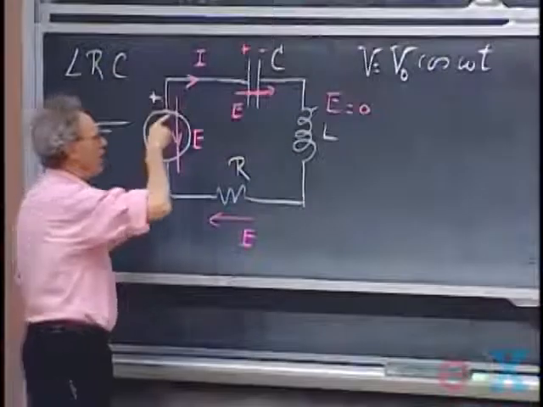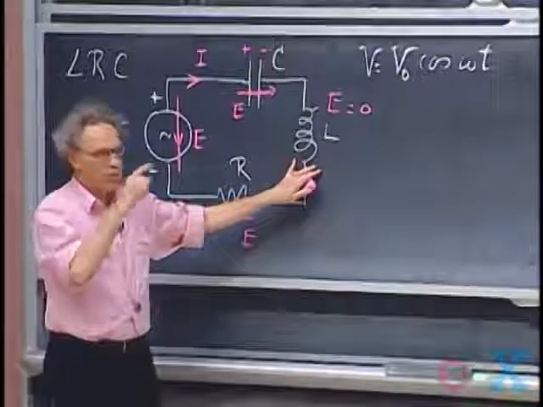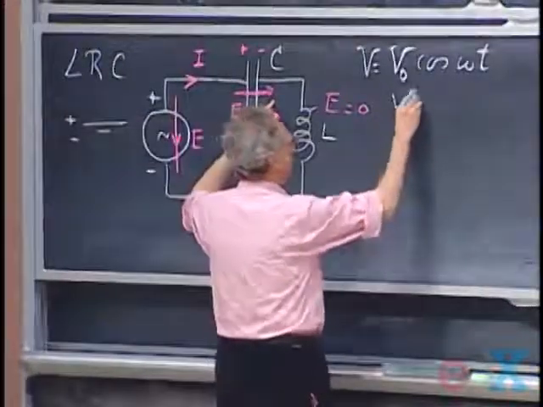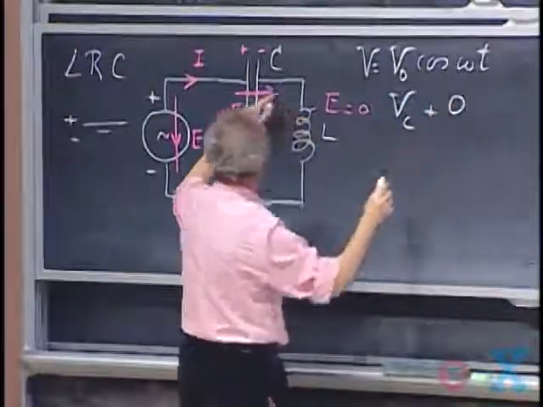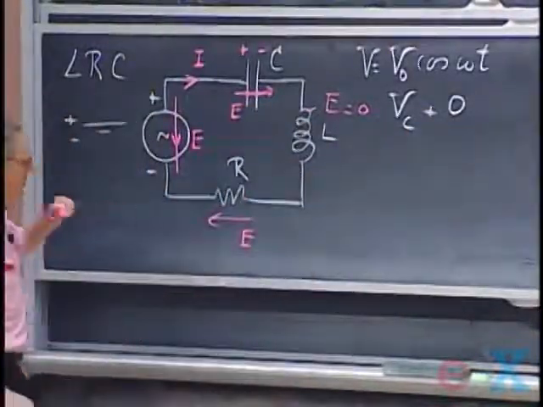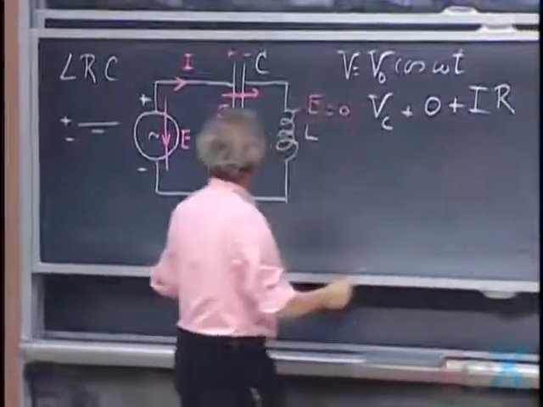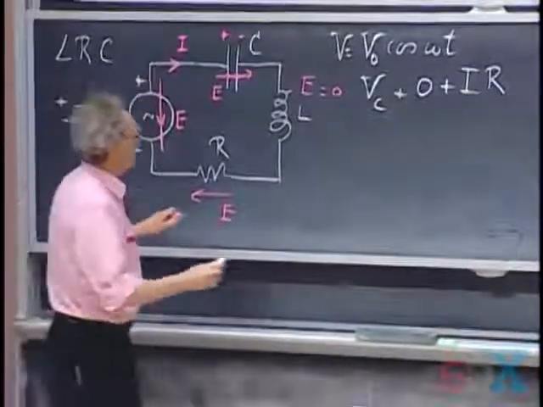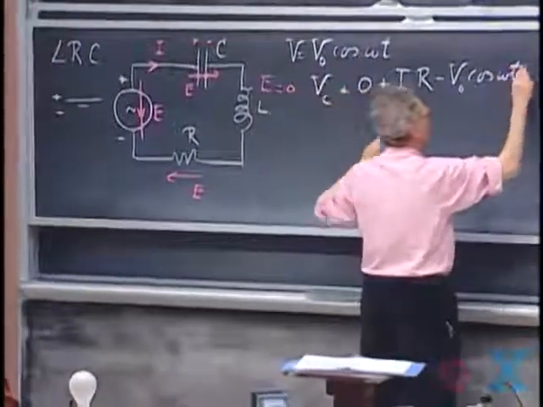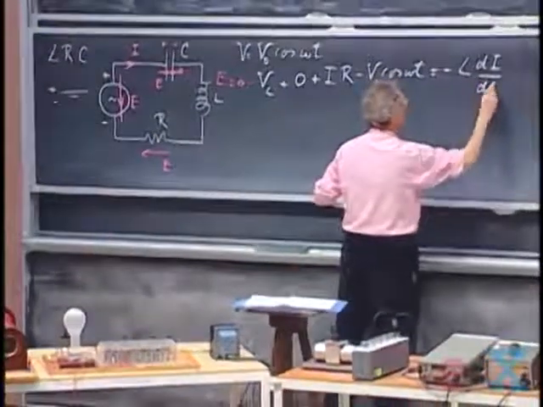I always go in the same direction as I, because only then is the closed loop integral minus L dI/dt. So I go over this capacitor, that is V of C. Then I go through the wire of the self-inductor. There is no electric field, so the integral E dot dl there is zero. Then I go through the resistor, so I get IR. And then I have my power supply, so I get minus V0 cosine omega t, and that now, according to Faraday's law, equals minus L dI/dt.